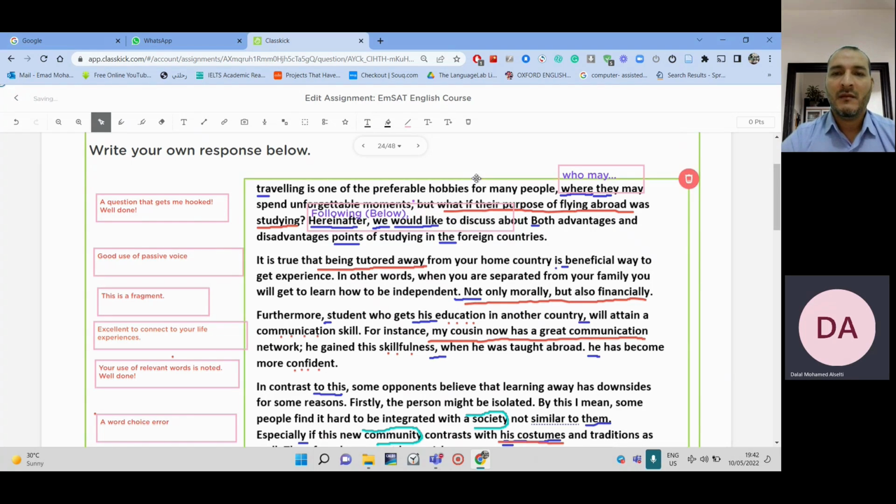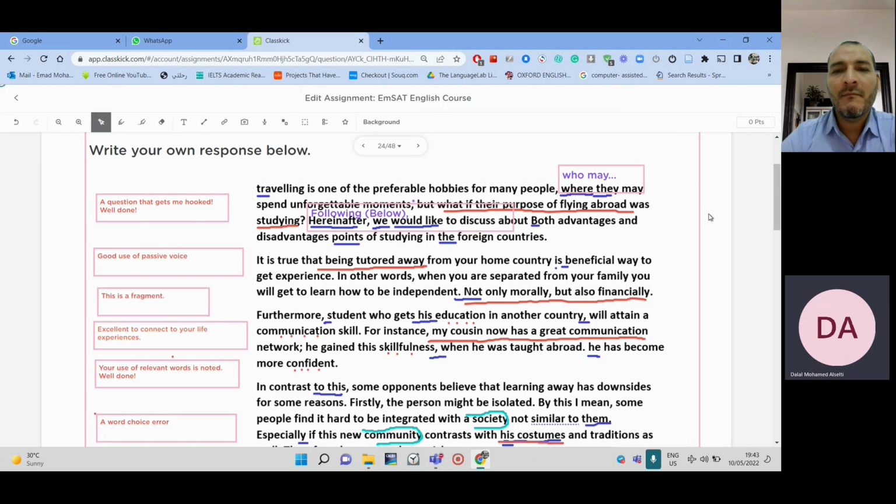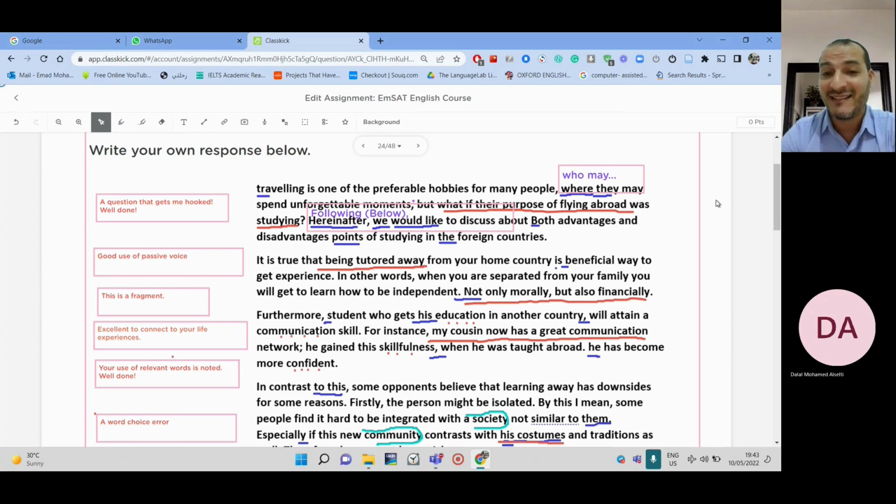I wanna ask you about the clause that I wrote, here, the first clause. When I wrote but and then I make it like a comma, this is not right. Usually, don't make it so long, actually. It's enough to say traveling is one of the preferable hobbies for many people who may spend unforgettable moments, and full stop. This is long enough. Don't make all of it just one sentence. And then you start another sentence. It's good, actually, to do it this way. So I wanted you to learn this lesson. Chop your long sentences into short or reasonably short sentences.